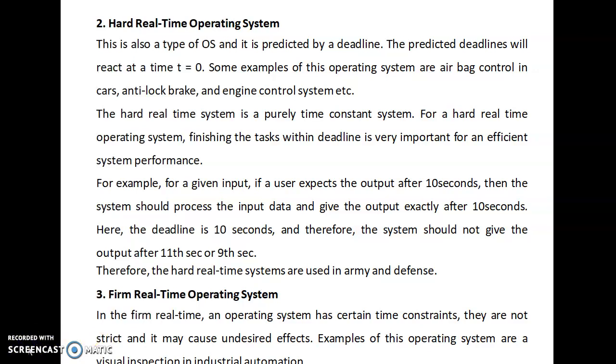In a firm real-time system, there are certain time constraints. They are not strict, right? And it may cause undesired effects. If the task requires more execution time, the performance may degrade, but the operating system never fails over there, right? And normally firm real-time systems are used in visual inspections in industry automation. That is the application.